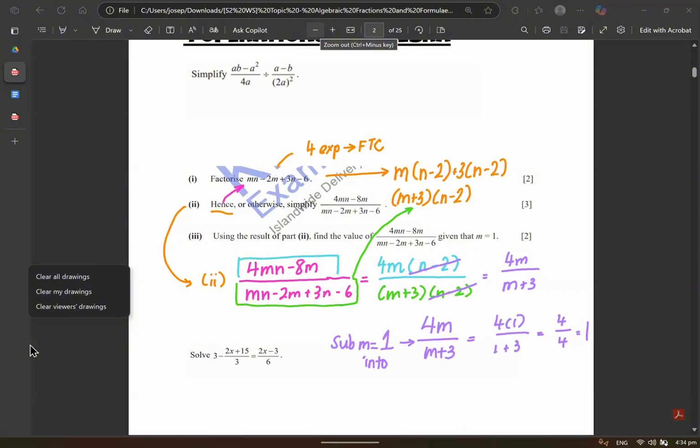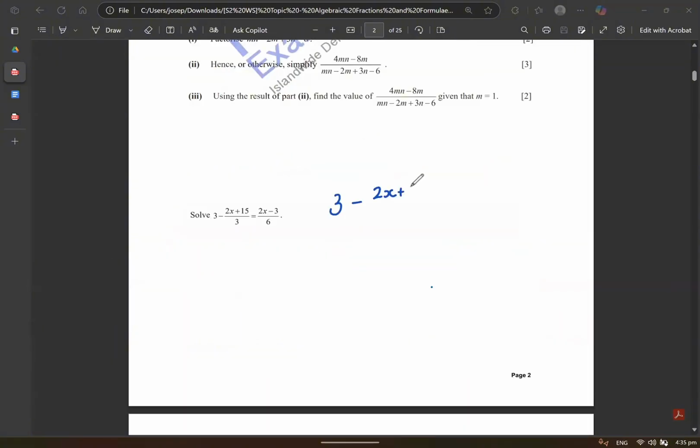Now in the next question, as you can see over here, it says 3 minus (2x plus 15) over 3 equals to (2x minus 3) over 6.